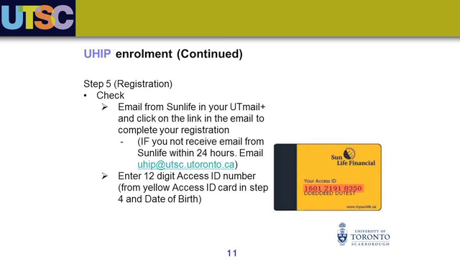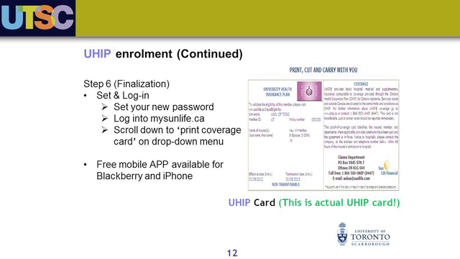Step 5 is the actual registration part. You must have received the email from Sun Life. There's a link in the email. Click on the link, and then enter the 12-digit access ID number, which was on your yellow card, and also your date of birth for confirmation. Once you've done that, you need to set your new password and then log back in to mysunlife.ca and scroll down to print coverage card in the drop-down menu. The actual UHIP card that you need to bring with you all the time to see a doctor will show on the screen. Simply print that out and bring it with you all the time.